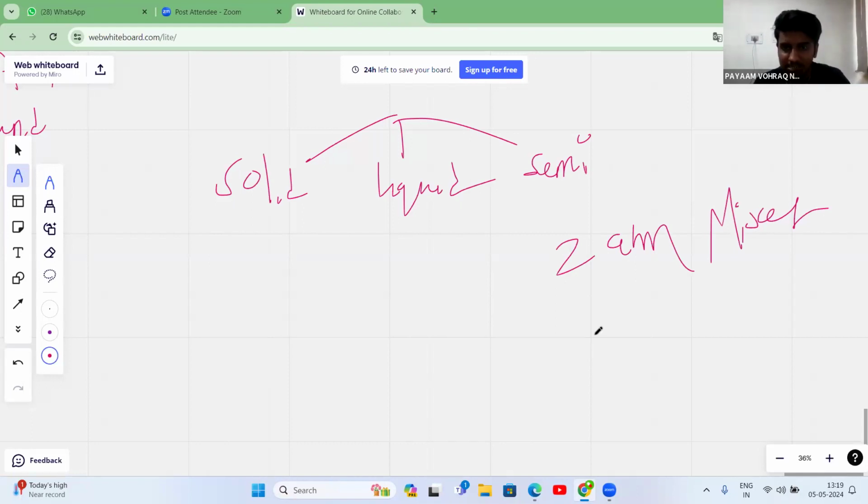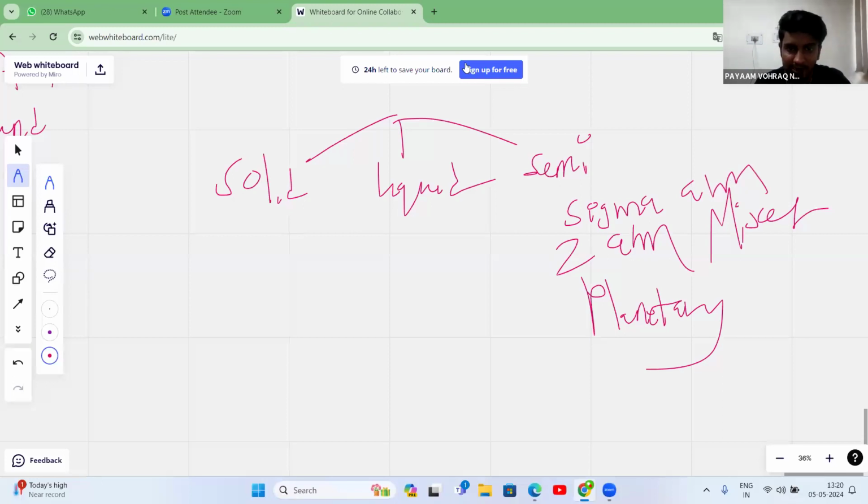Planetary mixtures. Have you heard about sigma blade mixtures? Sigma blade mixtures are also called Z-arm mixtures. Okay? So Z-arm mixtures, sigma blade mixtures, and planetary mixtures are for semi-solids.